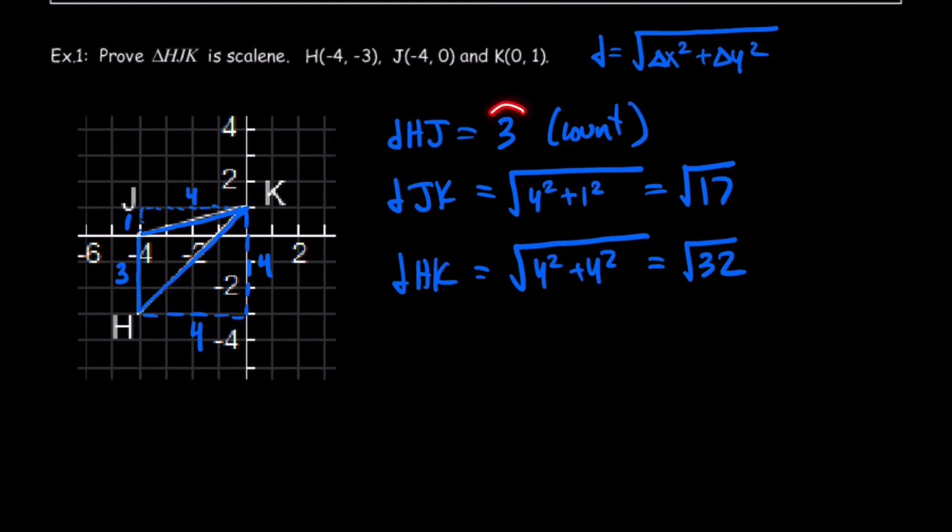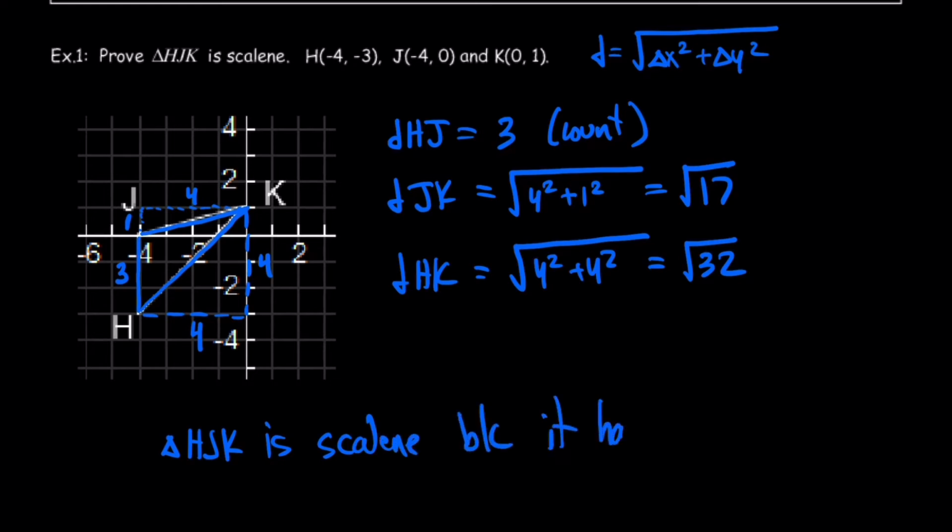Now, compare. This side is 3. That side is square root 17, which is not 3. That side is square root 32, which is not square root 17, nor is it 3. So all three of these are different. You wanted to prove it's scalene. We did that. We just have to explain. Triangle HJK is scalene because it has no equal sides, or none of the sides are equal, however you want to explain it.